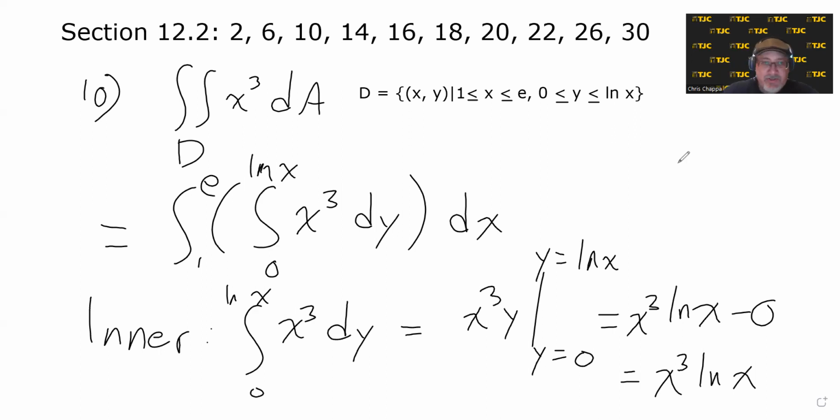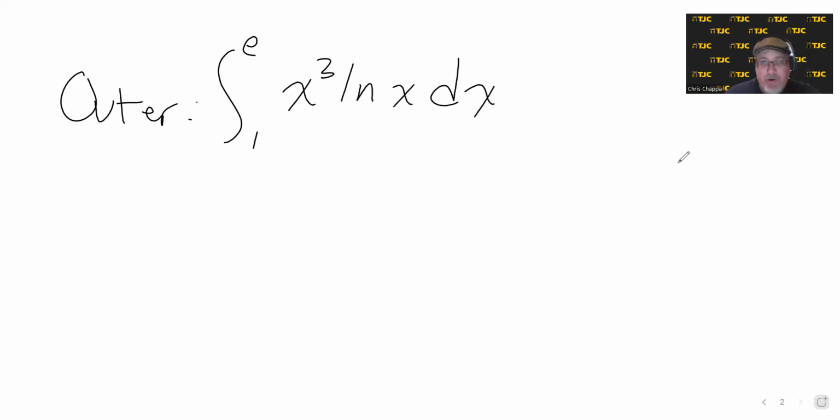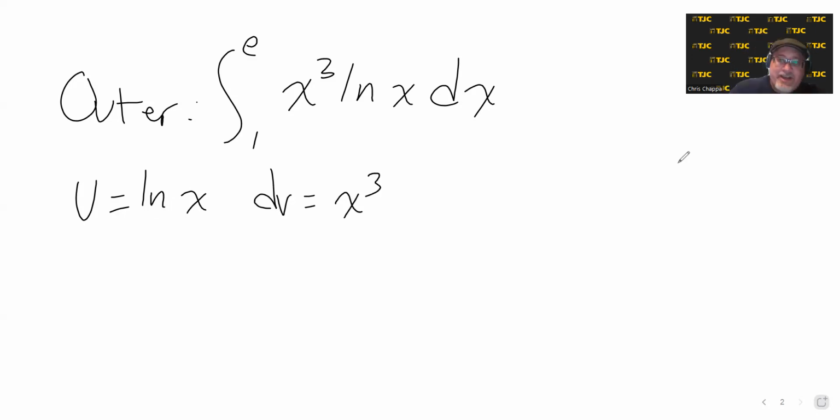Now we have to integrate this from 1 to e. Outer integral from 1 to e of x cubed natural log of x dx. This is a pretty standard integration by parts. We're going to say u is equal to x cubed. And no, we're not. We're going to say u equals natural log of x. And dv is equal to x cubed dx. You could say u is equal to x cubed, dv equals natural log of x dx.